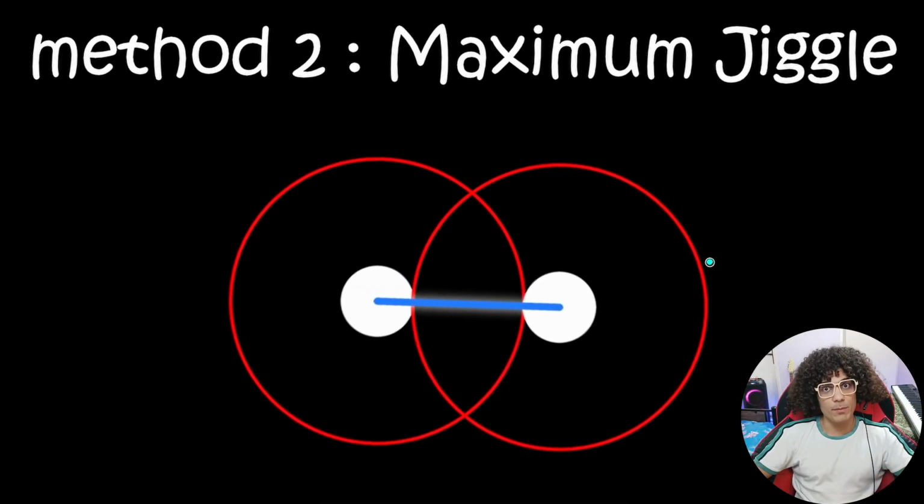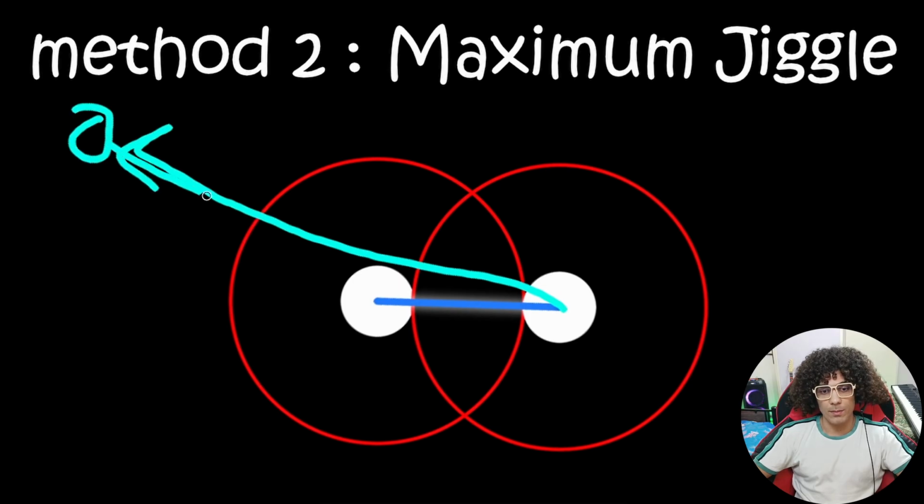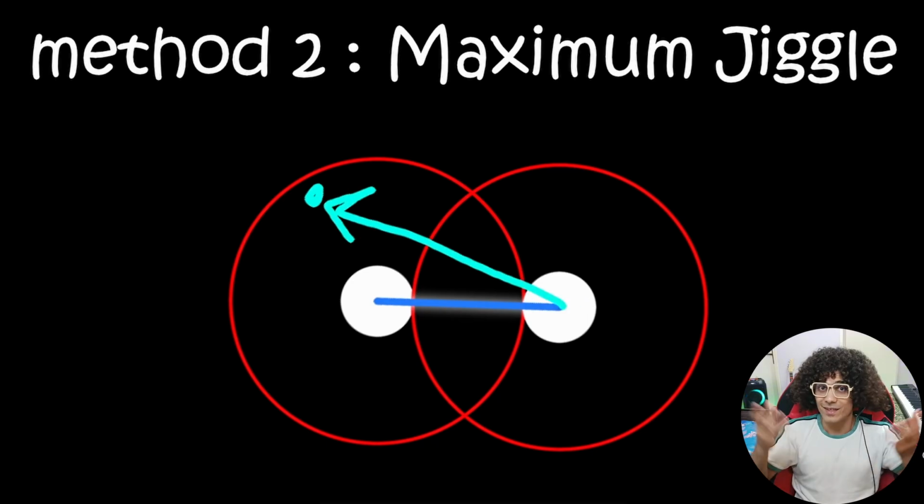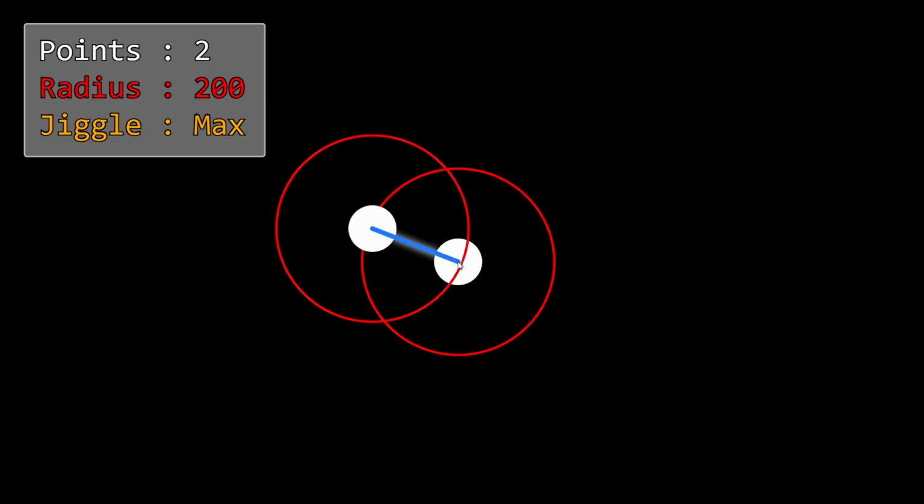We can have a big amount of jiggle, for example, going somewhere like this, and then coming back to the circle. But there's a better approach. We can look at the parent point and find a random point on the circle around it. For example, we get here, so we move this point right here. And as simple as that, we get the maximum jiggle possible from moving the points around. And this will be the result.